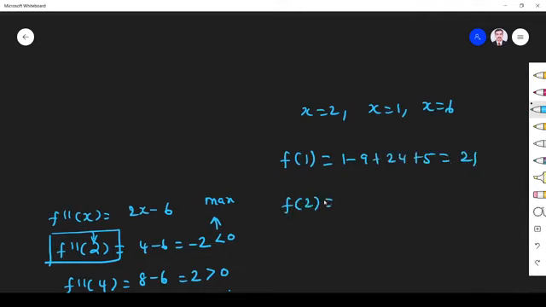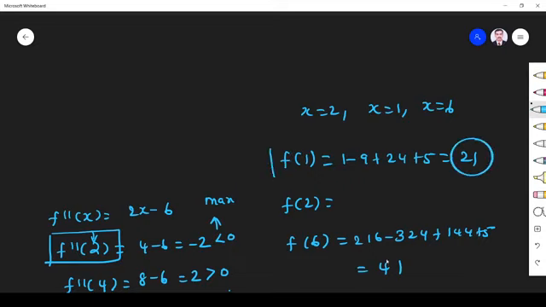Similarly, I substitute x is equal to 2. When you substitute x is equal to 2, let us see what we are getting. If x is equal to 6, I substitute. When I substitute x is equal to 6, what I get is 216 minus 324 plus 144 plus 5, that is equal to 41. So f at 1 is 21, f at 6 is 41, means f at 2 should lie between 21 and 41.